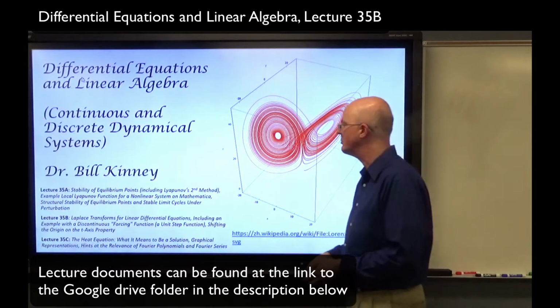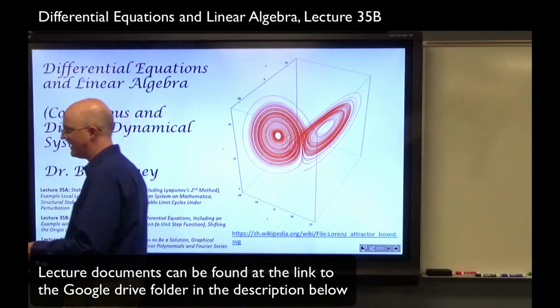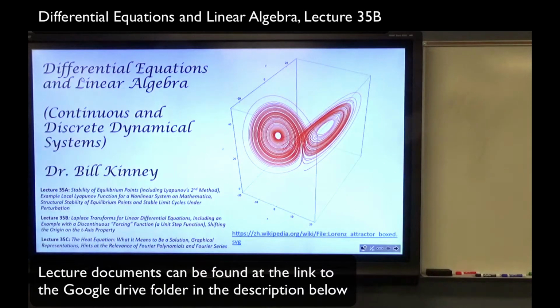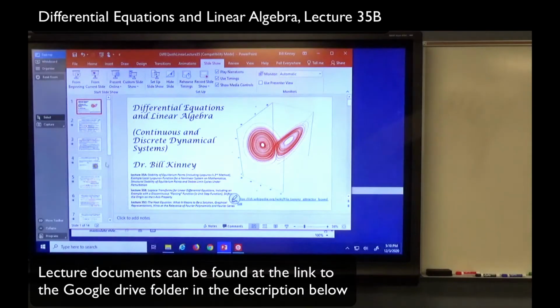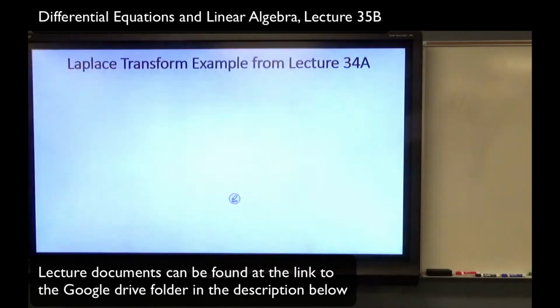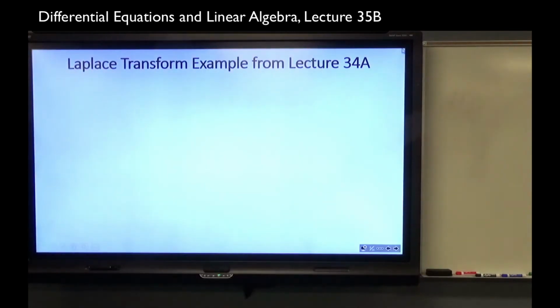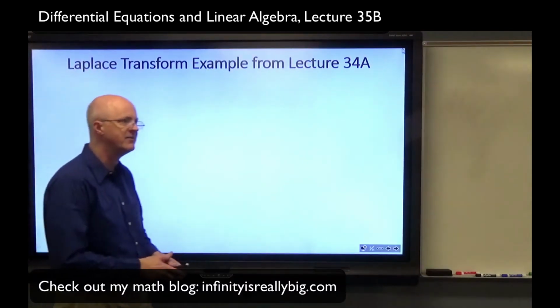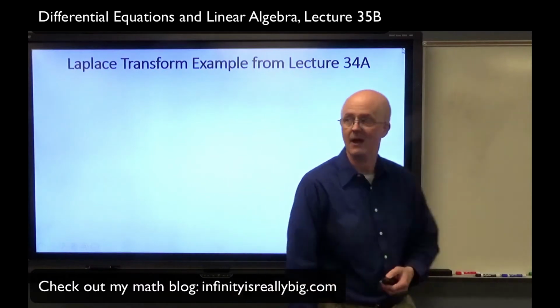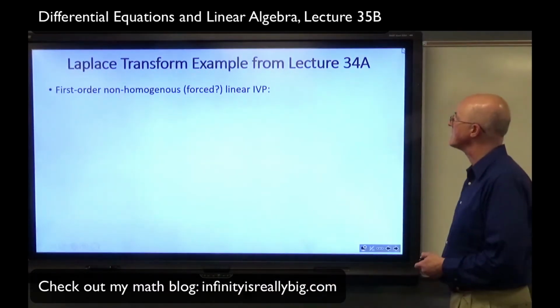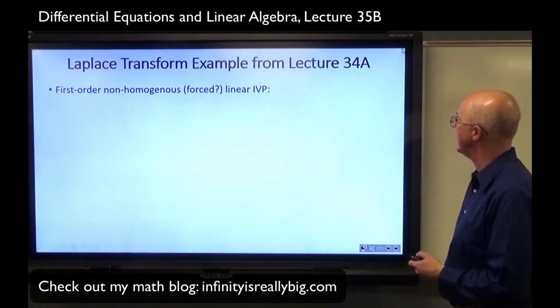We'll also look at a new property called the shifting the origin on the t-axis property, a very strange name for the property, but it is what we will use. So let's start with the example from lecture 34a. We didn't quite finish it. Let's finish it now. Here was our first order non-homogeneous linear IVP.